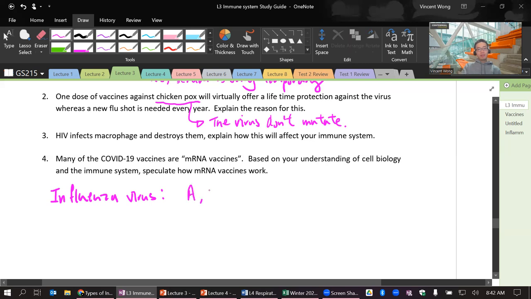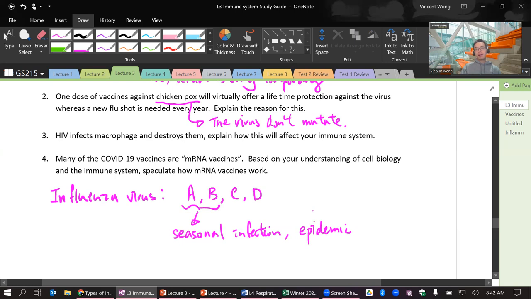So A and B. Actually, there are four types: C and D. But I understand why you said two types, because these are the two types that are of concern. These are the ones, A and B, that cause seasonal infection. C and D don't even concern humans. D is mostly infecting cattle and stuff like that. It doesn't really cause illness in people. And C is super mild, even if it does infect humans. But A and B are the ones that are responsible for seasonal infection. They can cause things like epidemics.